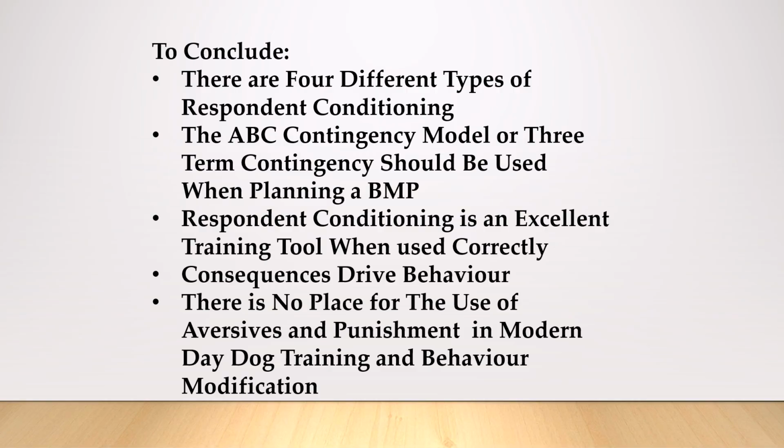So to end my oral presentation, I'd just like to do a brief recap and conclude that there are four different types of respondent conditioning available to us as trainers and behaviourists that can help us to establish and build a hopefully effective behaviour modification programme. The ABC contingency model is obviously very useful, and it's absolutely key that we reiterate to our clients how important it is that they stick to the programme that we've designed for them, and that they fully understand why we have planned the programme the way that we have.